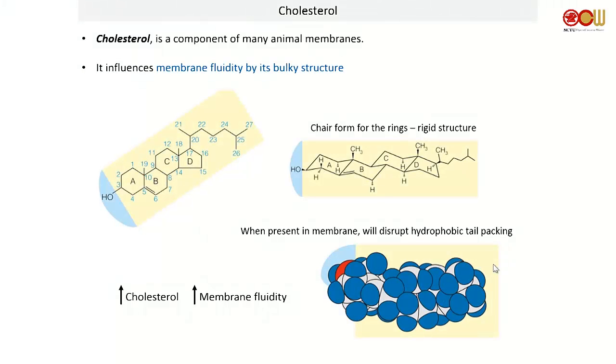Cholesterol. Cholesterol is this lipid molecule that has many carbons. As you can see, it has 27 carbons and it has an OH group attached to carbon number 3. And the more cholesterol you have in your membrane, the more fluid-like the membrane is going to get. So increasing the amount of cholesterol will increase the membrane fluidity.